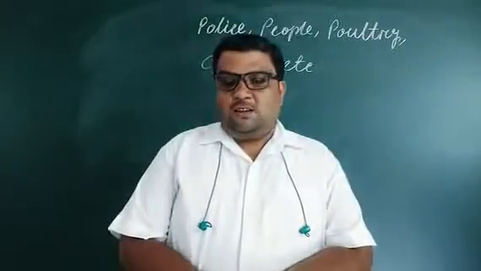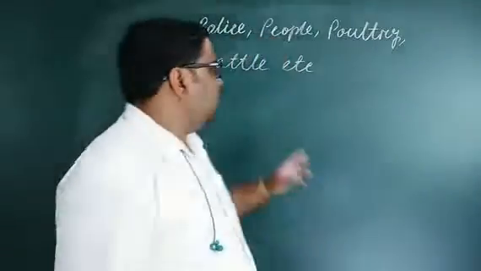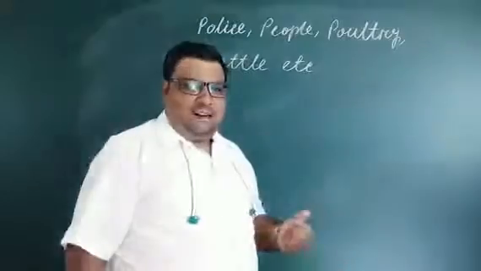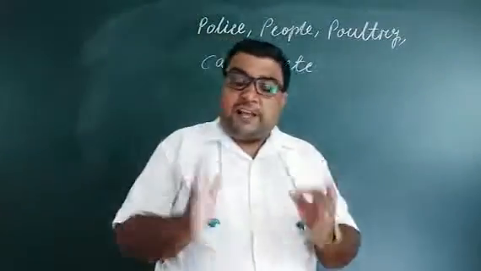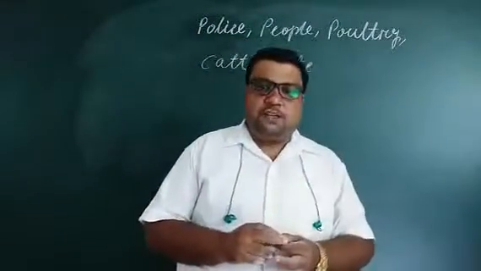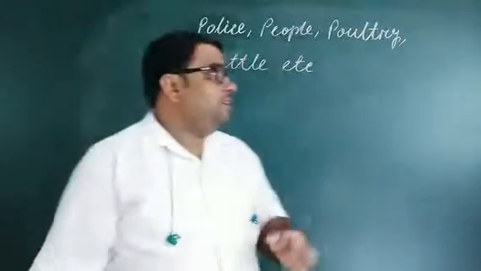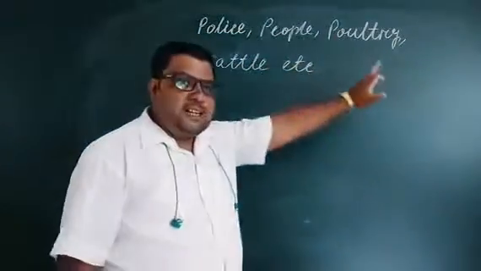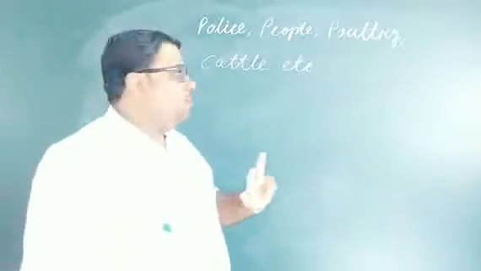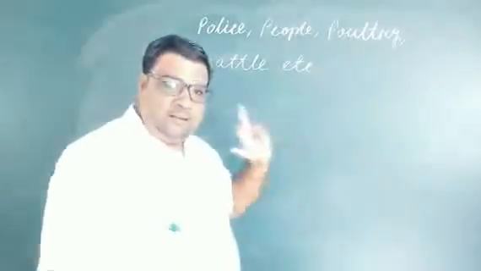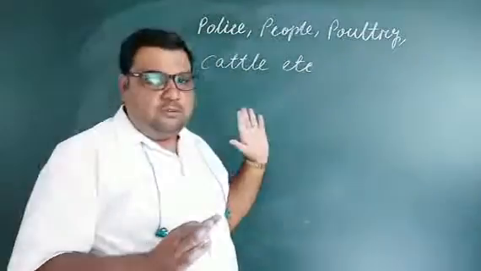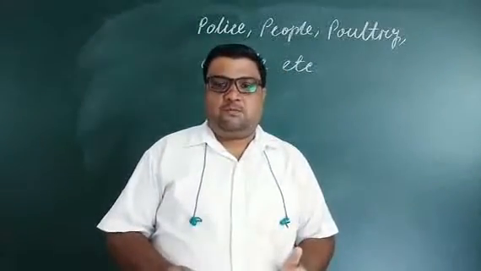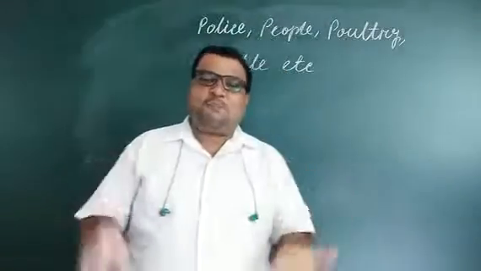Now let's discuss another rule of subject-verb agreement. Students, some nouns like police, people, poultry, cattle, etc. usually take plural verbs. These are not polices, not peoples, not poultries, not cattles. Only police, only people, only cattle. But these nouns always take plural verbs. Why are these nouns plural?